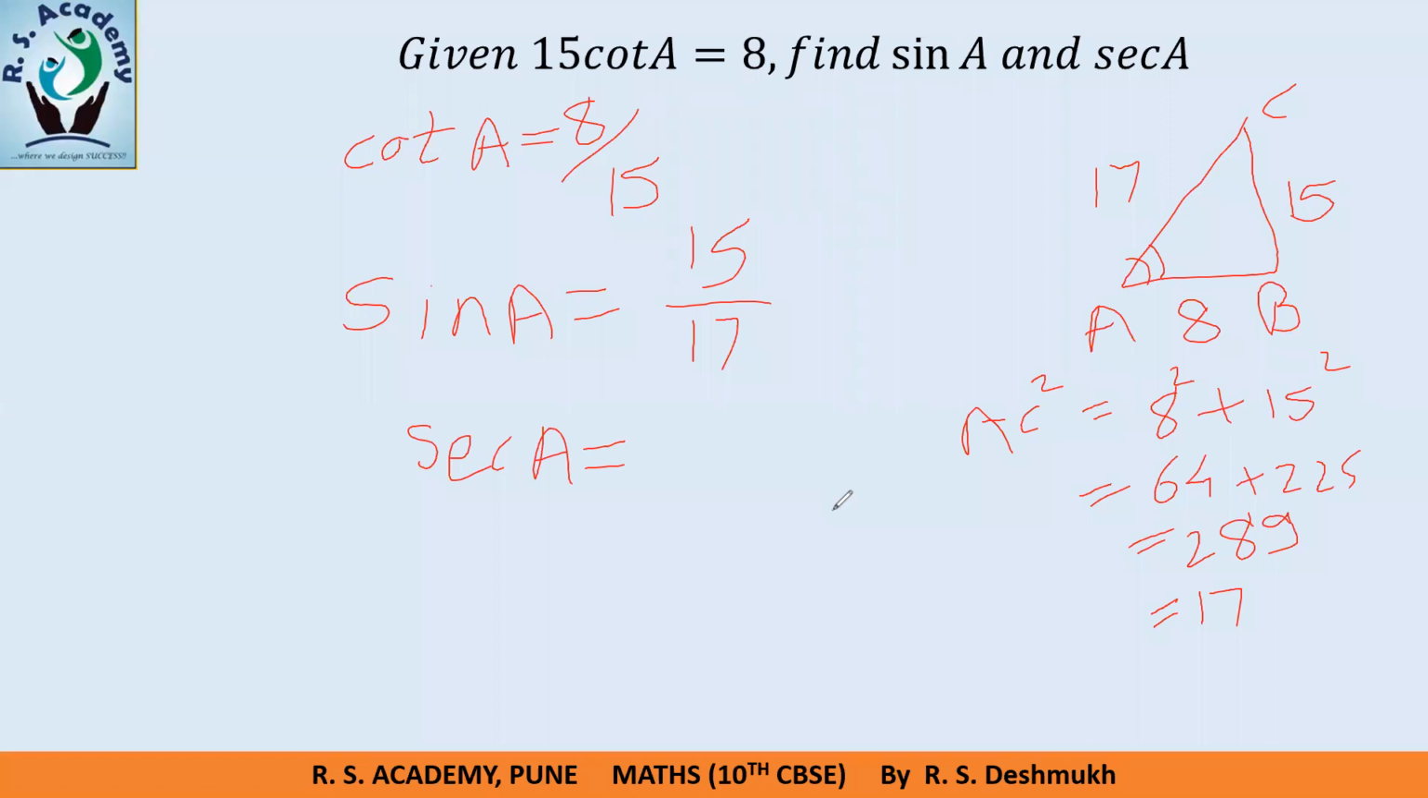Sec A is hypotenuse upon adjacent, because it is opposite to cos. What is cos? Cos is adjacent upon hypotenuse. So sec is opposite to that, and therefore it is nothing but 17 upon 8. To write in short, it is hypotenuse upon adjacent, whereas in case of sine it is opposite upon hypotenuse.